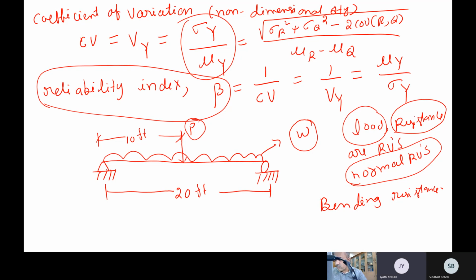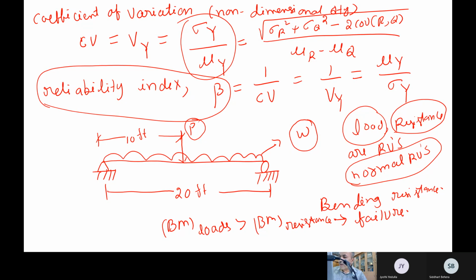Yes. The bending moment coming from the loads, if it is more than the bending resistance of the beam, then what happens? The bending moment which is coming from the loads, if this is more than the bending moment which comes from the resistance, then the beam will automatically fail. This is failure. So this is how you have to calculate.